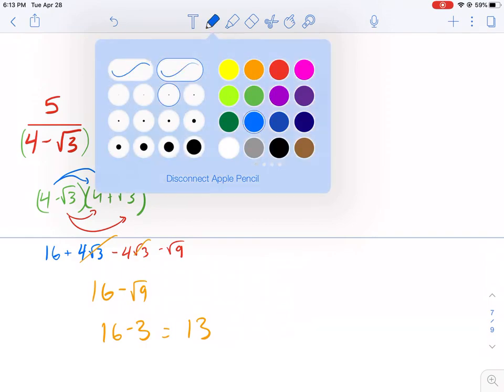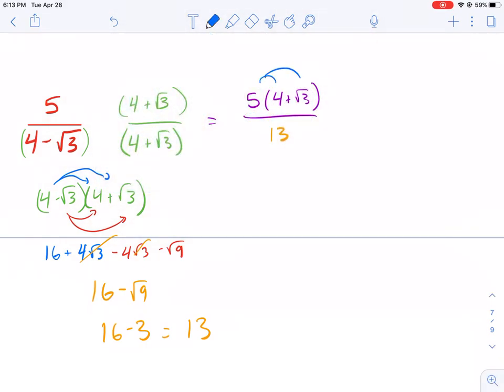Now, if I want, I could distribute. Boom, boom, shake the room. I have 20 plus 5 radical 3 over 13.